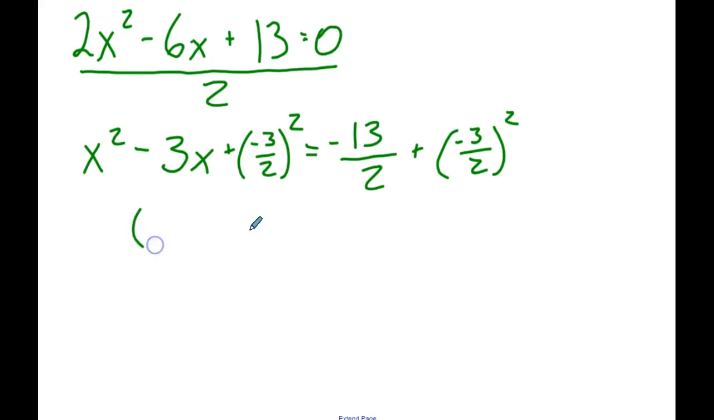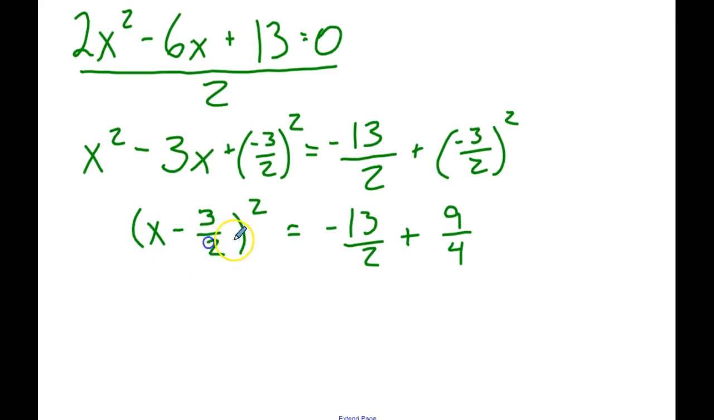So once we add that value, you know it's going to be some binomial squared equal to negative 13 over 2 plus, now if we would square this out, negative 3 squared is 9 over 2 squared is 4. So when trying to figure out how this factors down, if we have an x squared, this is always going to be an x, and then we simply have to put our b over 2 value. So we would have x minus 3 over 2.